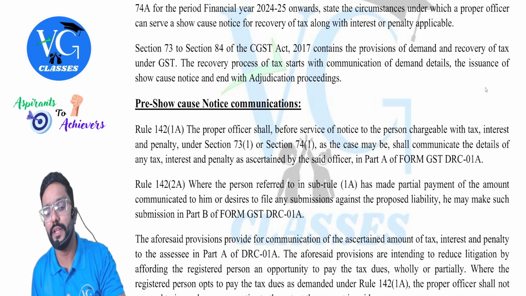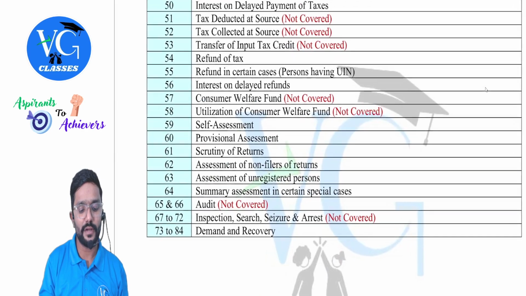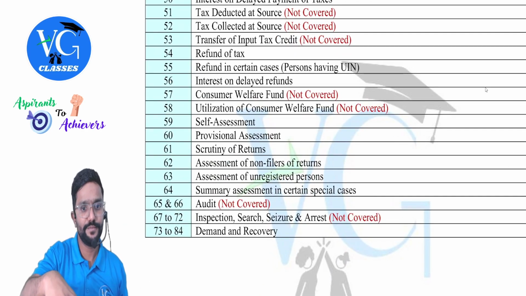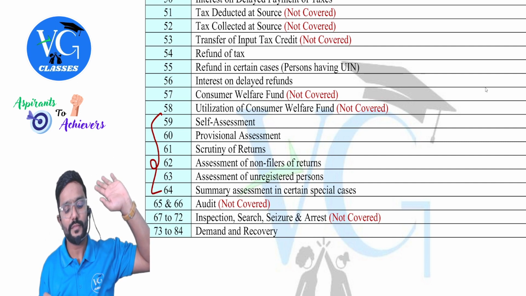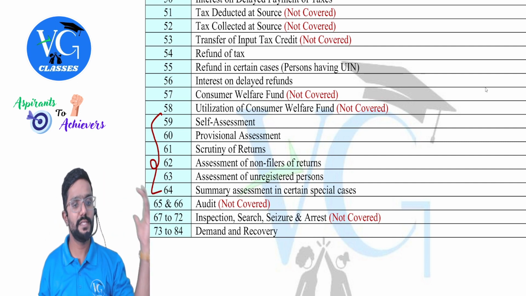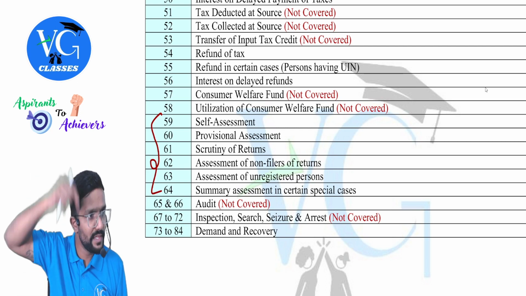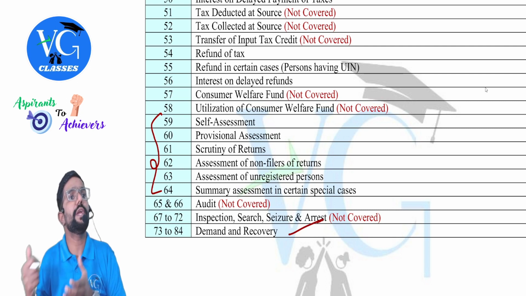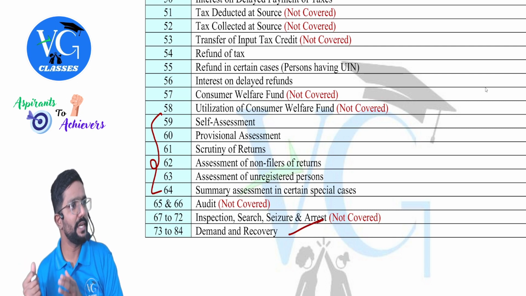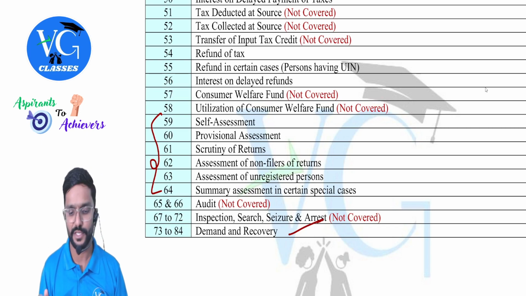If I have to revisit the section numbers, in the previous chapter or previous topic we covered till 64. Then 65, 66, and 67 to 72 is not a part of your syllabus. Whereas what we are covering in this topic, demand and recovery, is from 73 to 84. But as I told you, today we'll focus only on 3 sections.